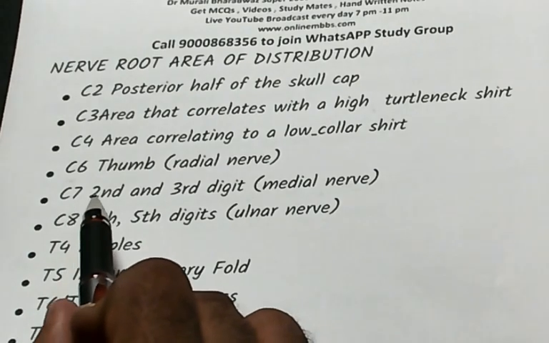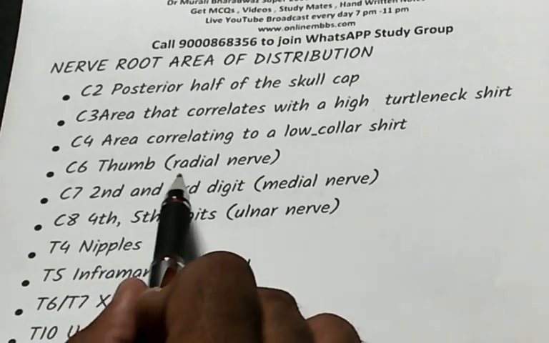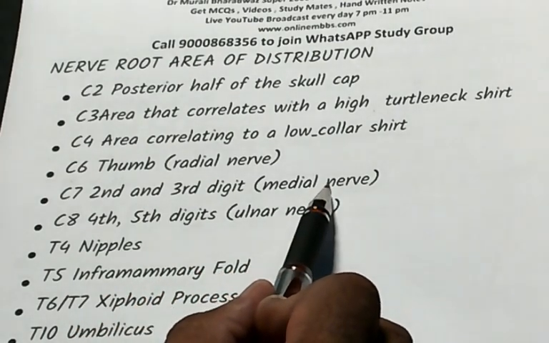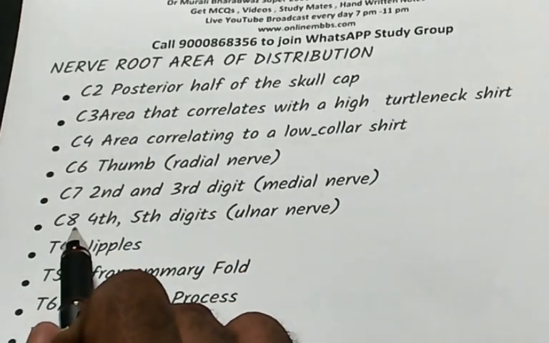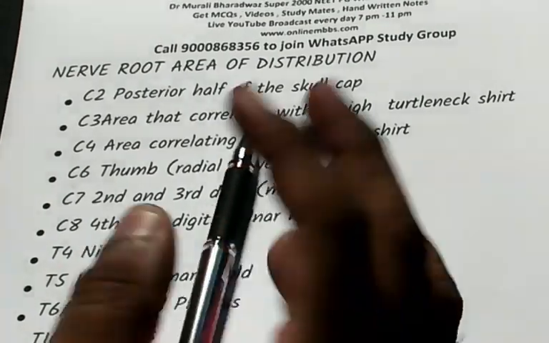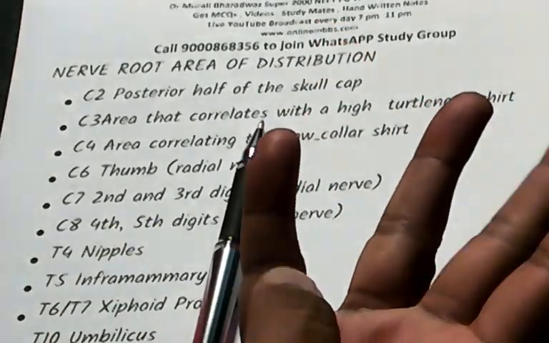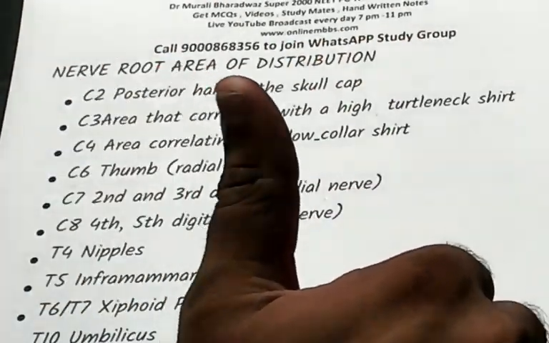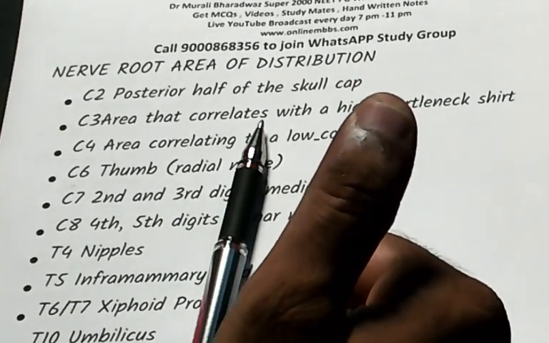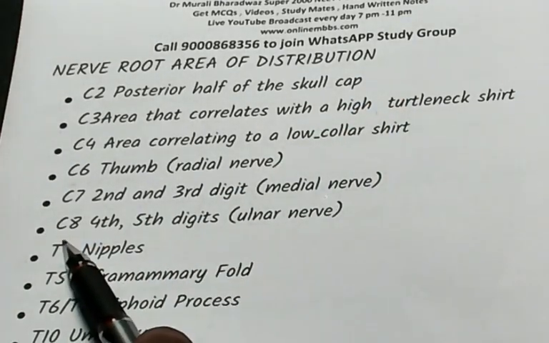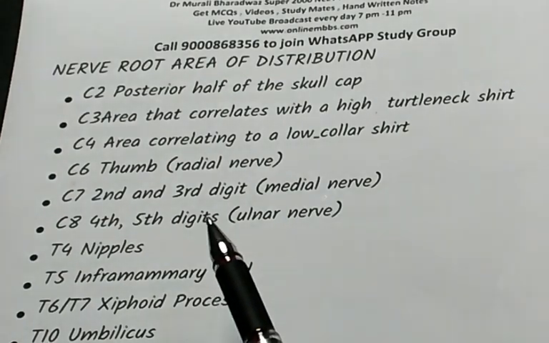Then C7 is second and third digit. It is median nerve. Then C8, fourth and fifth digits. You should remember, this is the little digit. Thumb is always called the first digit. So fourth and fifth digits is C8, which is ulnar nerve.